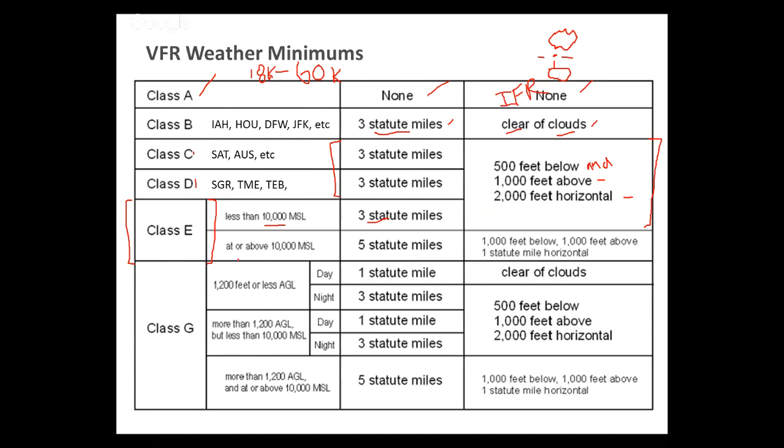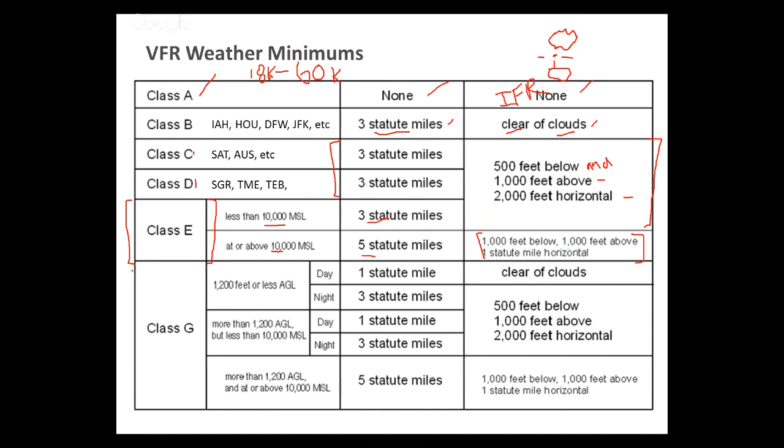If you're in Class E above 10,000 feet, if it's a Class Echo that goes up to 14,500 maybe, or maybe all the way up to 18,000, then you've got tighter requirements, 5 miles, and the cloud clearance gets a little bit further. This is because they assume that if you're flying above 10,000 feet, you're probably flying a high-performance airplane, so you need a little bit more time to react to visual cues, traffic, etc.